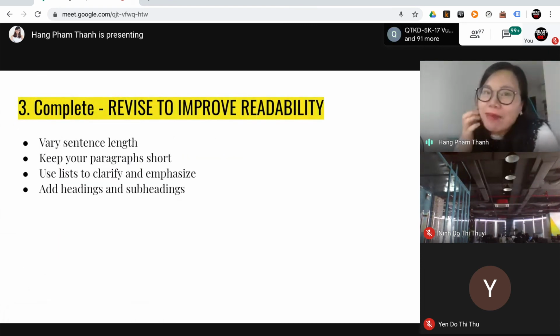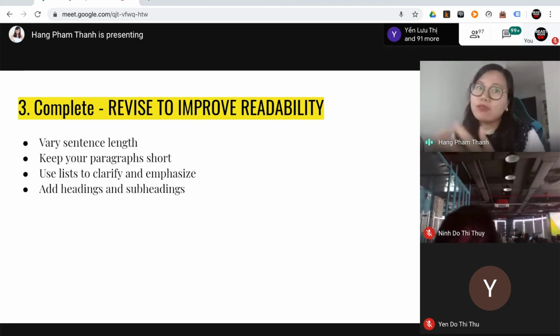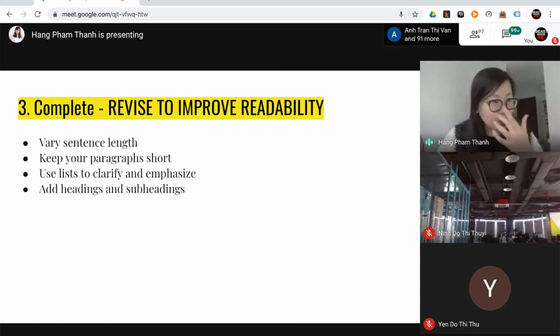Okay, another step in revising is to make sure that the writing is readable. To improve the readability, think about four points here. The sentence length should be varied. We talk about sentence structure and sentence types: it should be a combination of simple, compound, complex, and compound complex. And the sentence length should also be varied. Some short sentences, then some medium, then some long. Overall, the paragraph should be short.